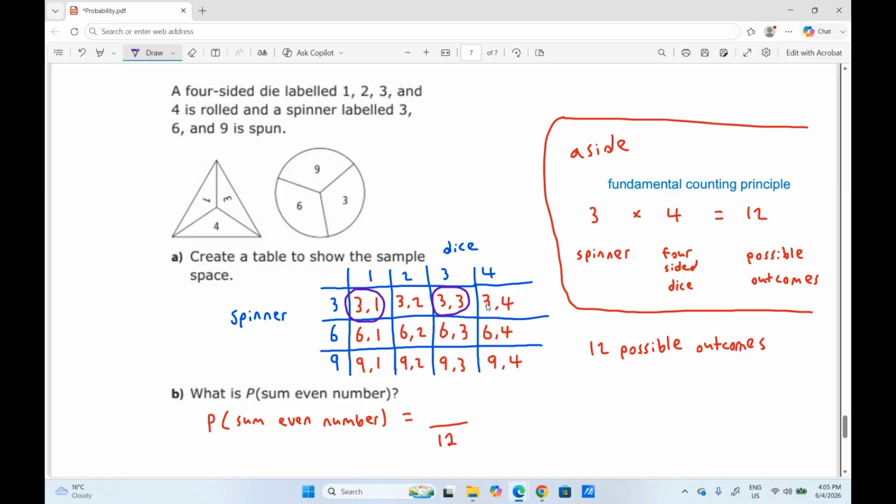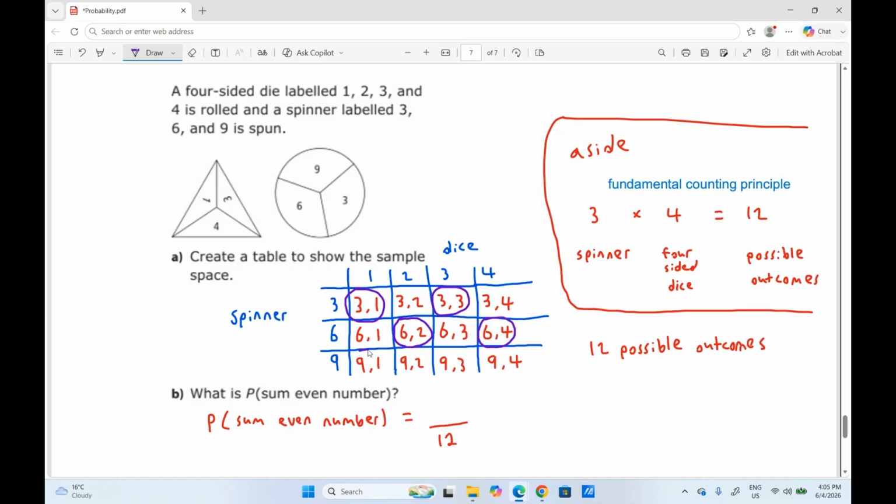Let's check 3 and 4. 3 plus 4 is 7. That won't work because that's odd. 6 plus 1 is 7. That won't work because that's odd. But 6 plus 2 works, right? 6 plus 2 is 8. So that's another even number. 6 plus 3 is 9. That won't work. But 6 plus 4 is 10. So that's another even number.